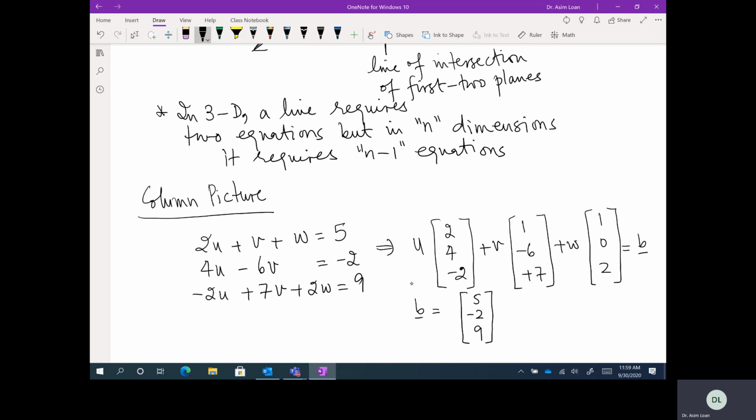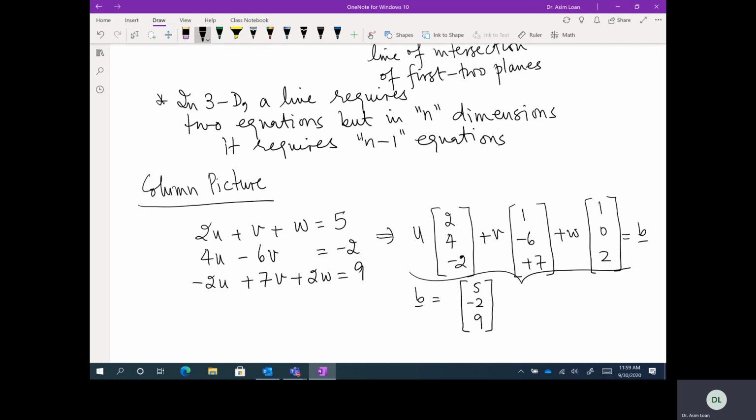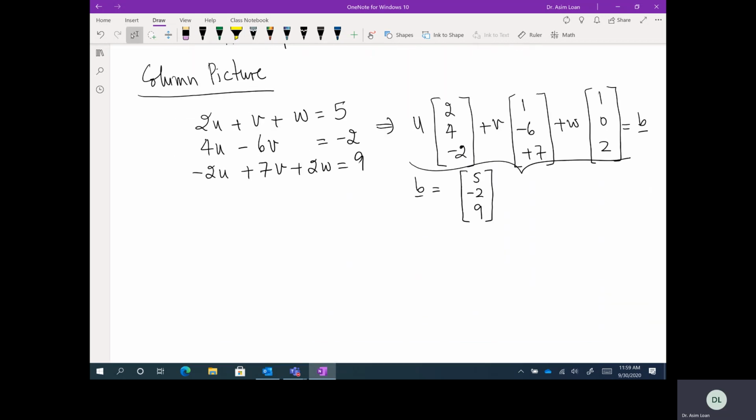So again, if b lies in a combination in a space generated by this combination of vectors, we say we have a solution. Otherwise, we will not have a solution. And we know, or we'll know in a little while, u should be 1, v should be 1, and w is 2. So you can see 2 plus 1, 3 plus 2 is 5. 4 minus 6 is minus 2, plus 0 is minus 2. Minus 2 plus 7 is plus 5, plus 4 is 9. Right? So these solutions are all right. So obviously b lies in the column space generated by these vectors.